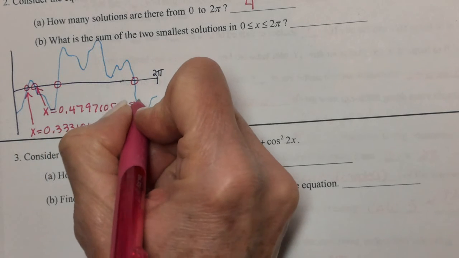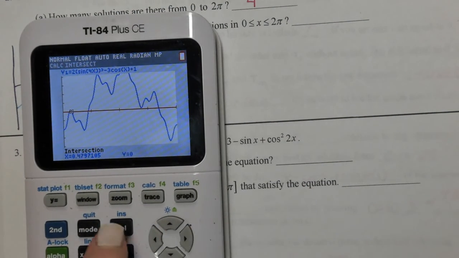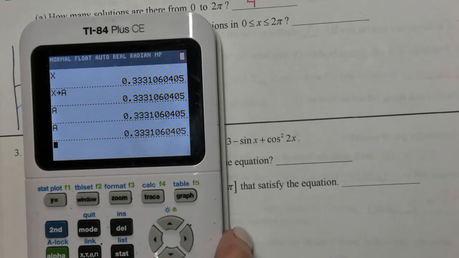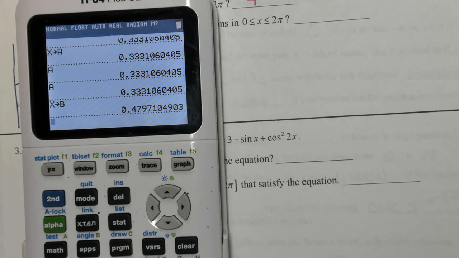0.4797105... and I am going to put that in for B. So let's go to our home screen, second quit, and do X stow B, alpha B. And now that value is stored in for B. If I hit B or do anything with B, it's going to use that value until I change B.